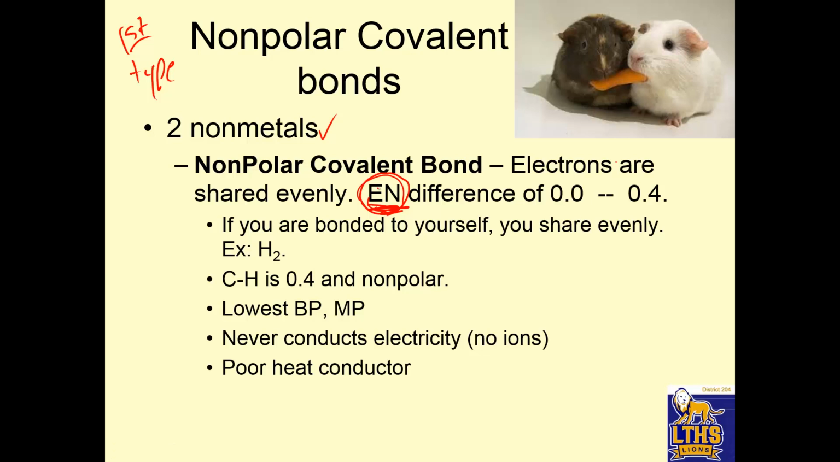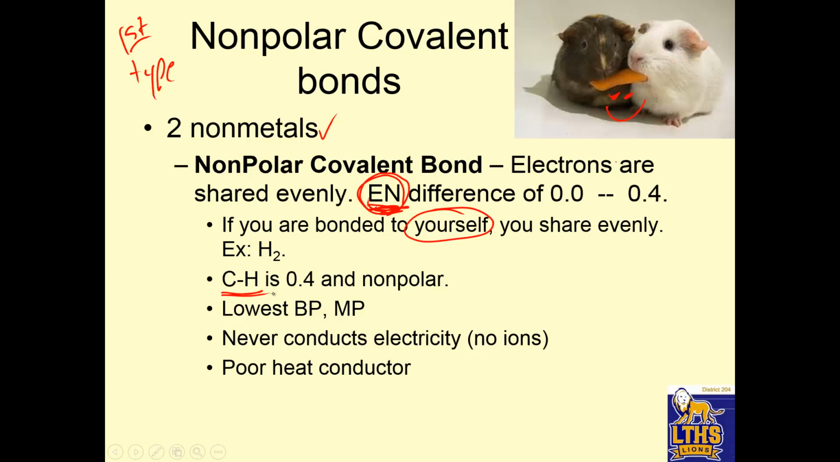If you are bonded to yourself, you share evenly. See how they share evenly? Isn't that cute? C to H is 0.4 and nonpolar. Most of the time, you're bonded to yourself. C to H is an exception.